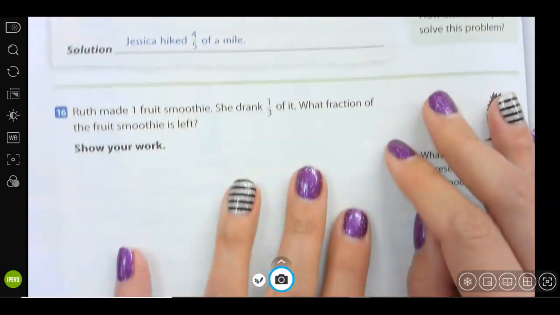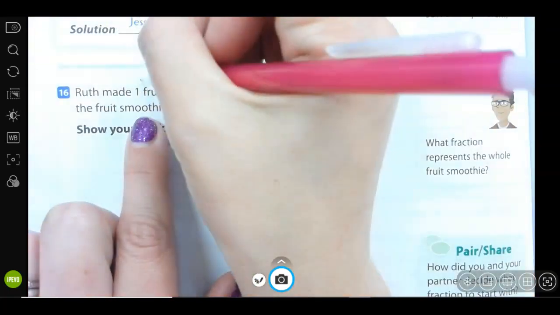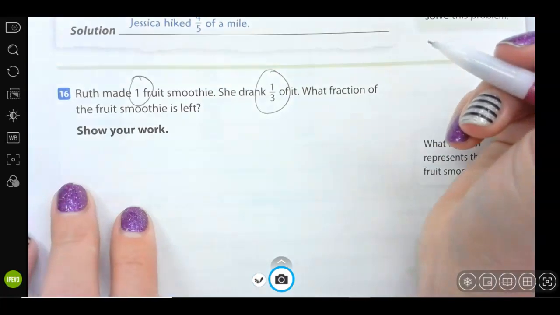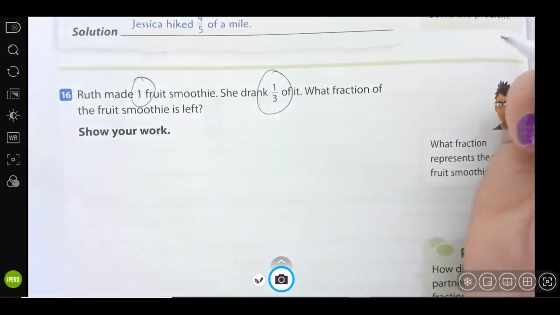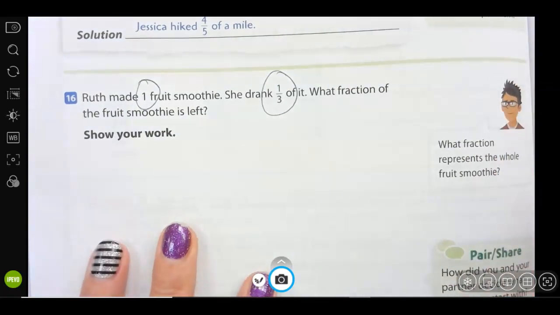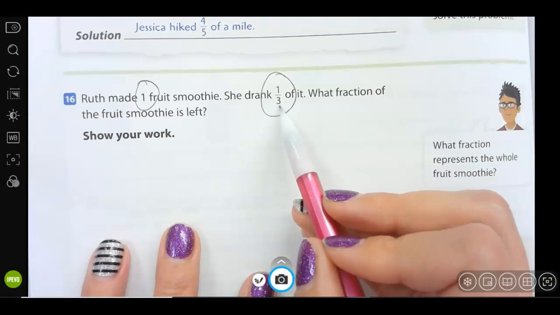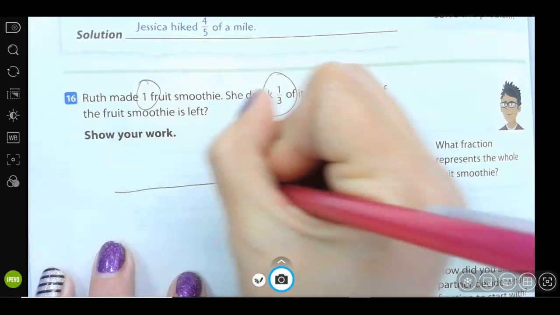So let's do some practice of our own. Ruth made 1 fruit smoothie. She drank 1/3 of it. What fraction of the smoothie is left? So it wants us to show our work and the equation. So what's our number line going to be broken down as? It's going to be broken into thirds. So let's draw our number line.